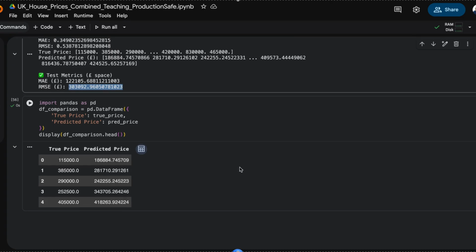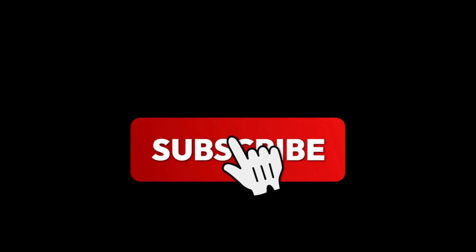This completes our end-to-end EDA and feature engineering pipeline, from raw housing data to a structured production-safe modeling framework. In the next stage, we can experiment with more advanced models and compare performance.